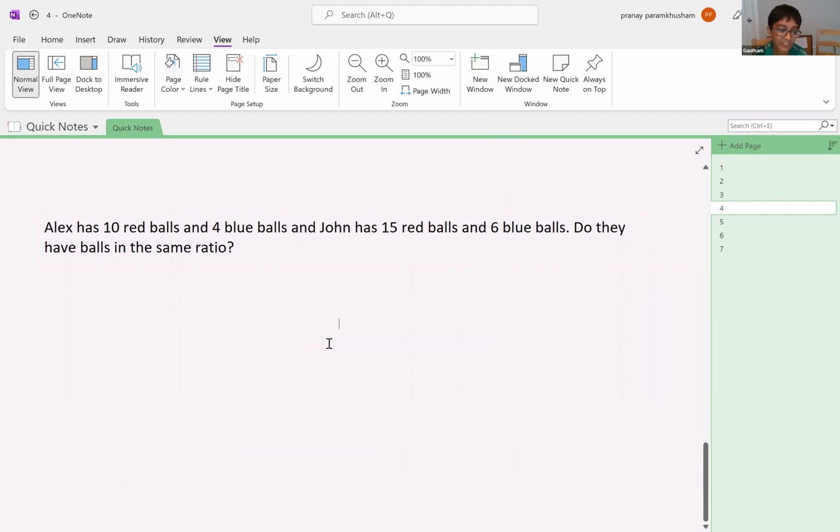Alex has 4 red balls and 4 blue balls. John has 15 red balls and 16 blue balls. Do they have the same ratio? All right. So 10 to 4 is 5 to 2, and that is also 5 to 2. So they're proportional.